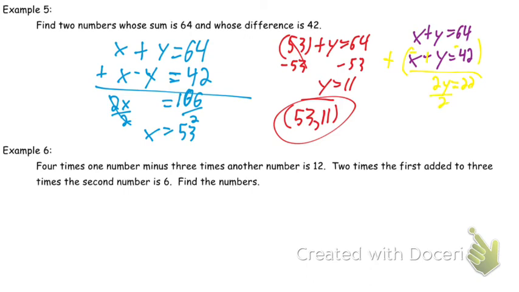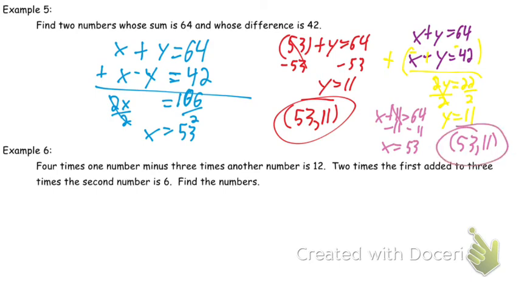So we divide by 2. And what do we get y to be? 11. Is that the same we got y to be before? Yep. That's a good sign. So we can plug this back into either equation. Let's say we plug it into the top. X plus 11 equals 64. Subtract 11. X is 53. And either way you get 53 comma 11. Questions over that?